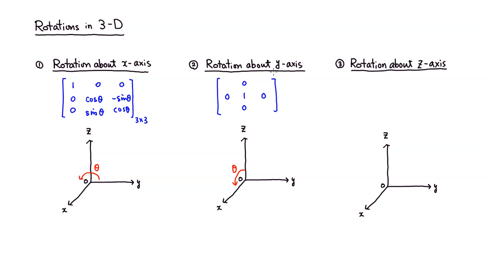Then the natural approach would be to throw away the y-axis, and then we want to do cosine, negative sine, sine, cosine. So let's do that. Here you have a cosine theta, negative sine theta, and here's a sine theta and cosine theta.